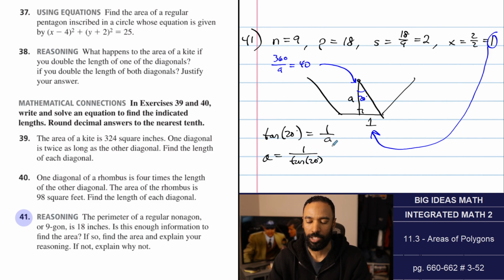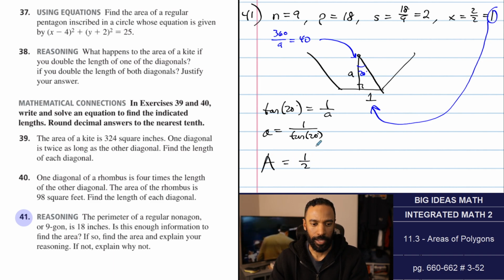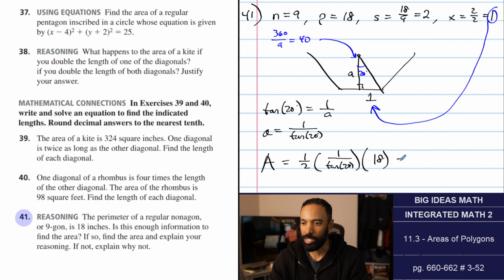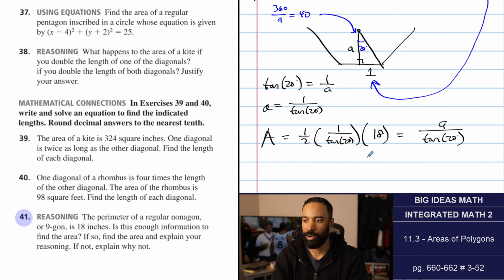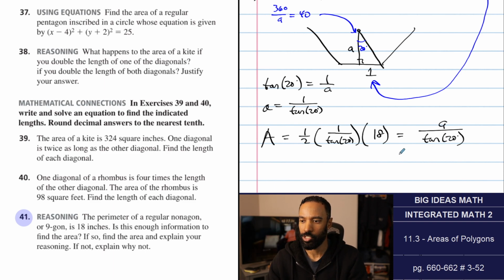So, I mean, I'm not explaining. Oh, it says, if so, find the area. It doesn't say explain how you can find it. So we're all good. So the area of this regular nonagon is 1/2 apothem times perimeter. As an exact answer, 18 over 2 is 9. That's 9 over tangent of 20. So there is our area as an exact. Let's approximate that. 9 over tangent of 20 is 24.7 square feet.